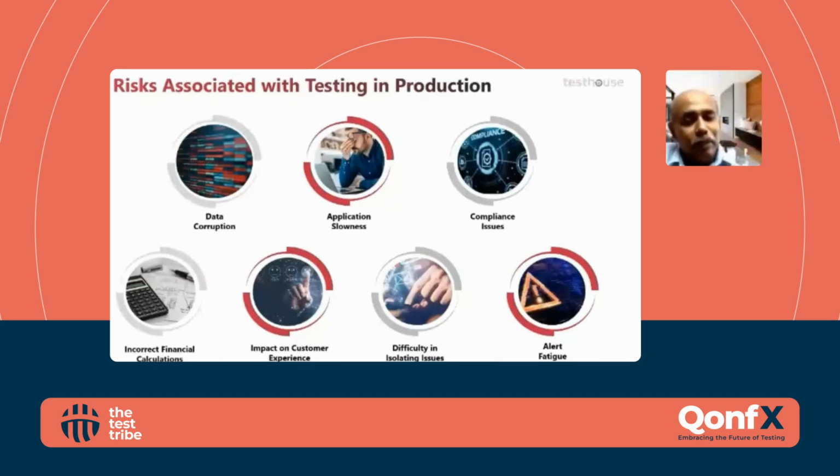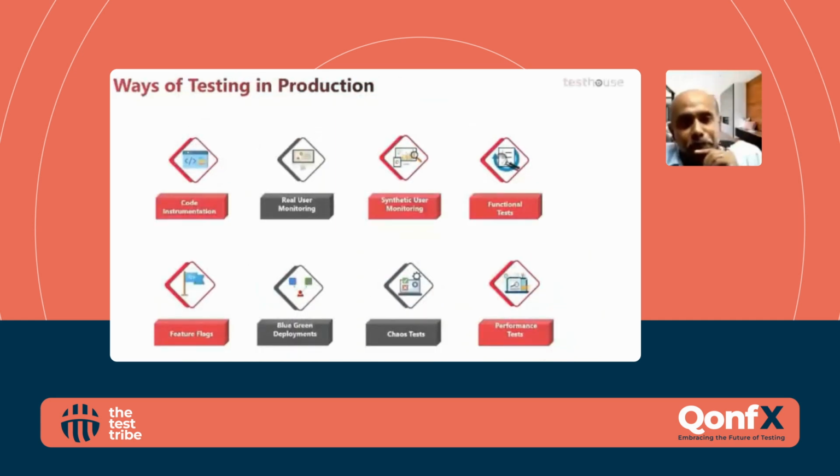Some are basically compliance related issues, and there are definitely ways of fixing it, which we'll cover in the best practices section. Now, there are various ways of doing testing in production. There are at least, I would say, 10 to 12 different ways. We're just looking at some of the easier methods of doing testing in production.